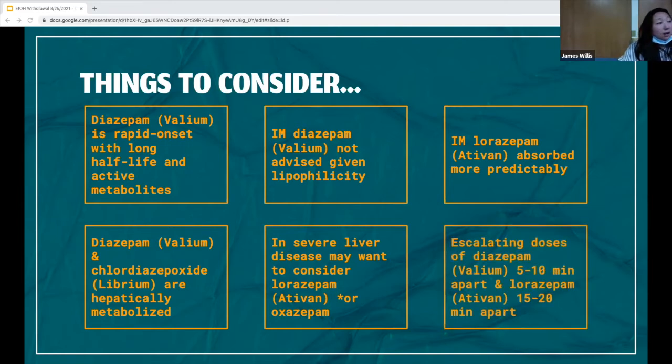And then another positive of using Valium over Ativan is because it has a shorter onset, you can actually use escalating doses, maybe 5 to 10 minutes apart, whereas with Ativan, you have to wait a little bit longer before you redose, closer to 15 to 20 minutes.